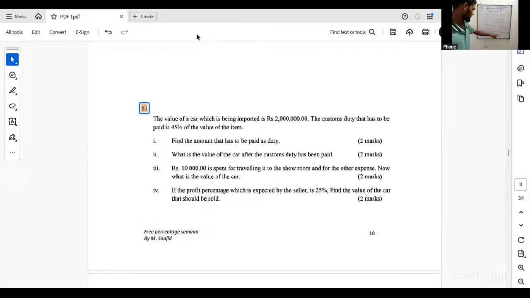You can add these both and see the answer will be 291 and 4 zeros. This is the answer, 2.91 million. This is the value after adding the traveling cost. This is the answer.